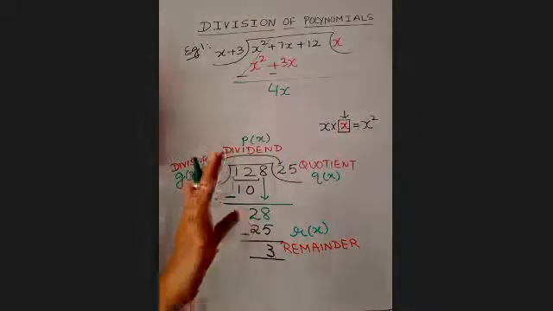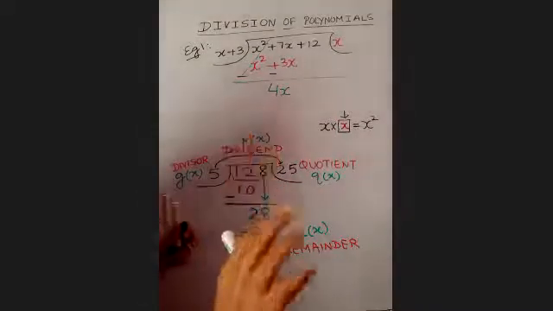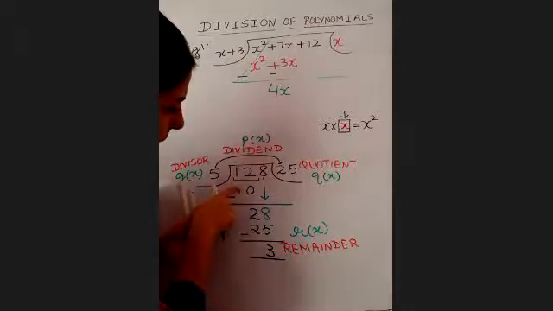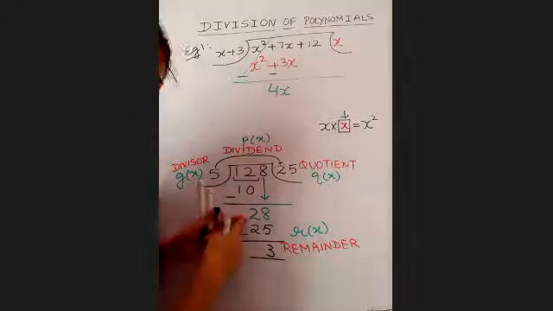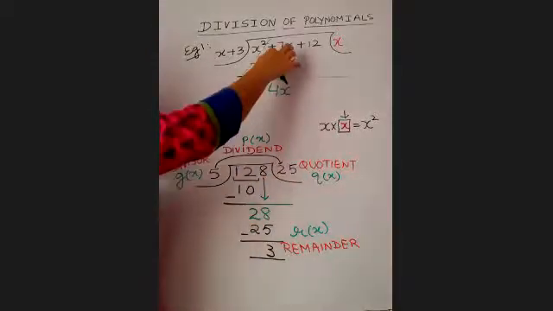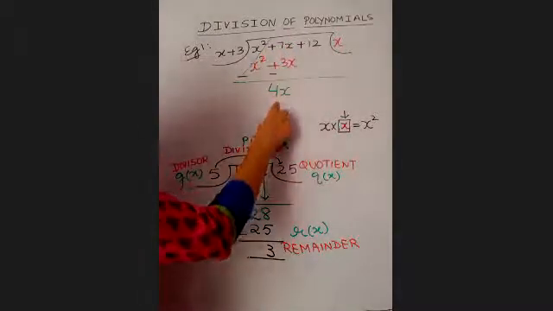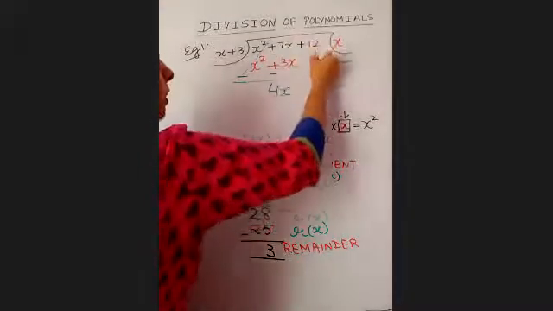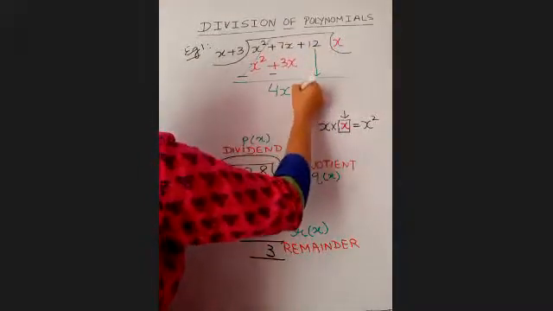Plus 12. Wait, children. Now see, here 12 minus 10 gave me 2, so I brought down 8. Here 7x minus 3x gives me 4x, so I will bring down the rest of the term, plus 12.